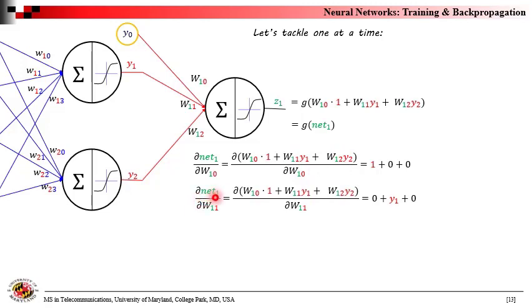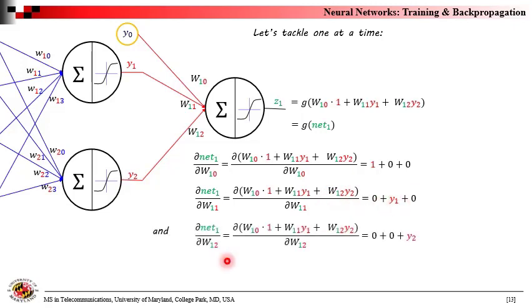The partial derivative of net 1 with respect to W11, again, this is a linear function. This guy doesn't have W11, so this is going to be 0. This one does have W11, so it's going to be whatever's multiplying W11. There it is. And this guy doesn't have W11, so it's going to be 0 as well. So we get 0 plus Y1 plus 0.